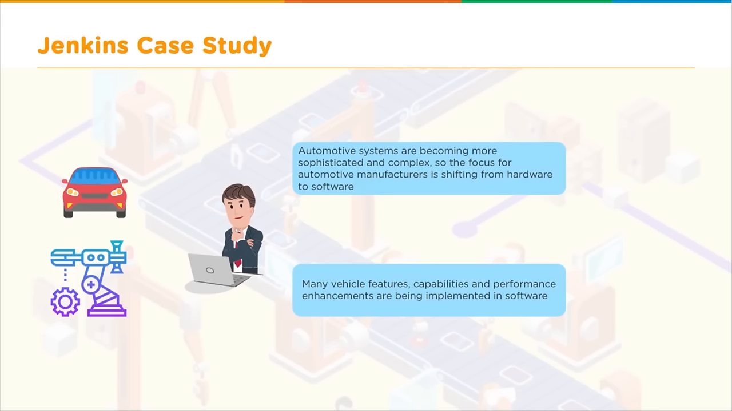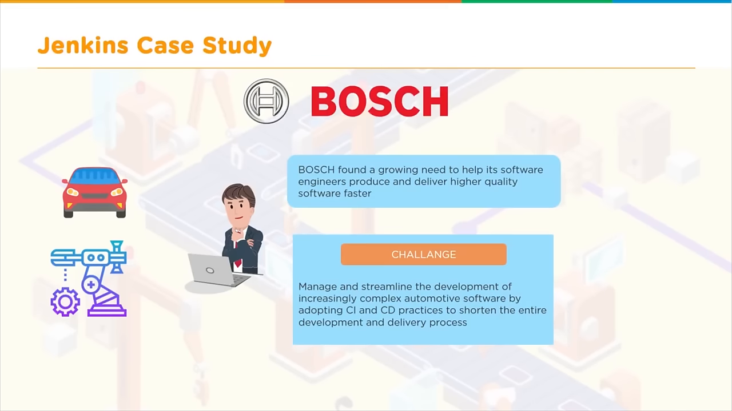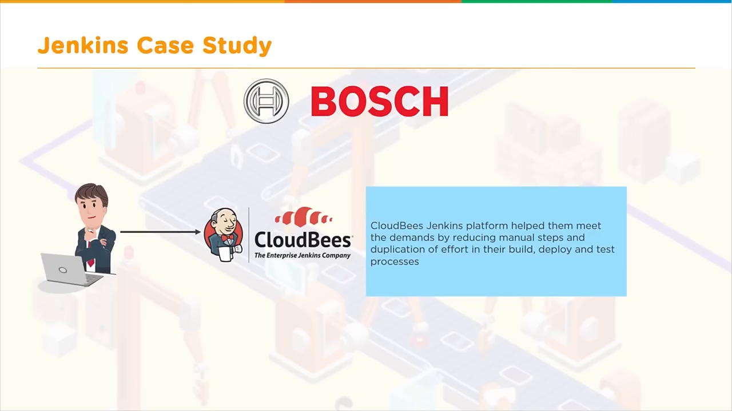What this means, though, is that the software within these cars is becoming more complex and requires more testing to allow more capabilities and enhancements to be added to the core software. So Bosch is a company that specifically ran into this problem. And their challenge was that they wanted to be able to streamline the increasingly complex automotive software by adopting continuous integration and continuous delivery best practices, with the goal of being able to delight and exceed the customer expectations of the end user. So Bosch has actually used CloudBees, which is the enterprise Jenkins environment.